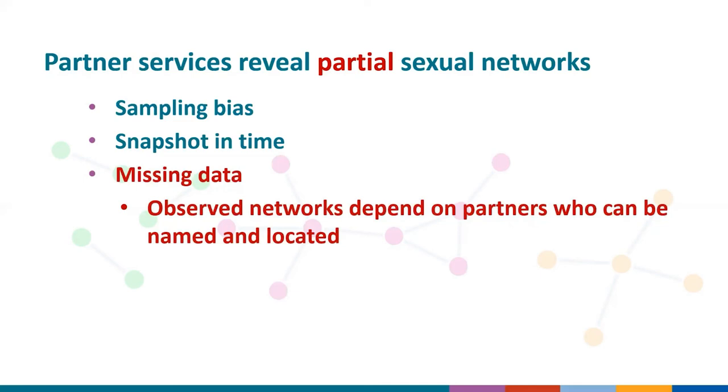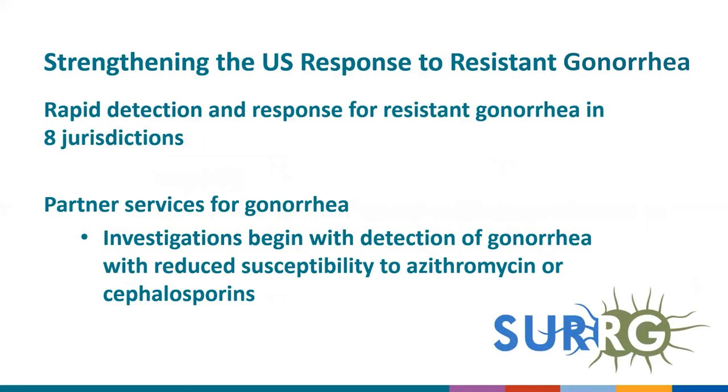So I'm going to narrow in on this missing data issue. One thing I've been interested in is what this missing data looks like in real life. Do we have any sense of what we're missing and the implication of what's missing? We've been exploring this problem of missing data using gonorrhea Partner Services data.